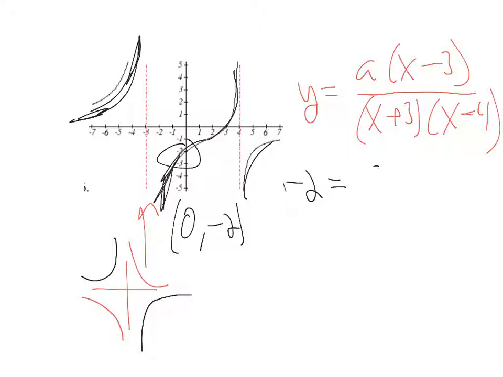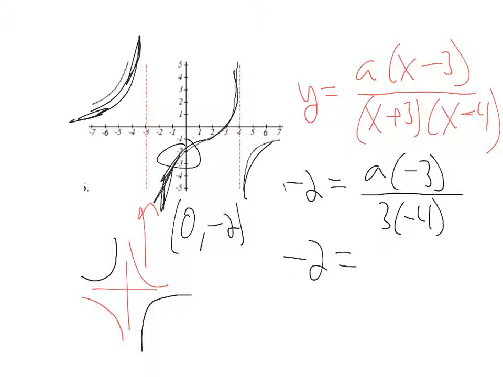Every place I see an x, I'm going to substitute in a 0. And that's going to be 3 over negative 4. If we do some arithmetic here, we get negative 2 equals, let's see, the 3's cancel, the negatives cancel, so that leaves me a over 4. And isn't this just a proportion? So if I do the cross products, a will equal negative 8.